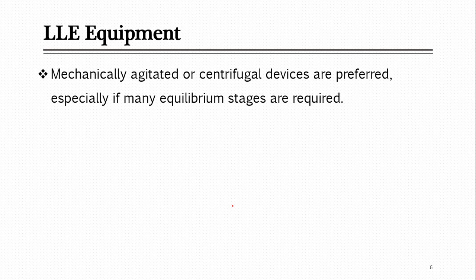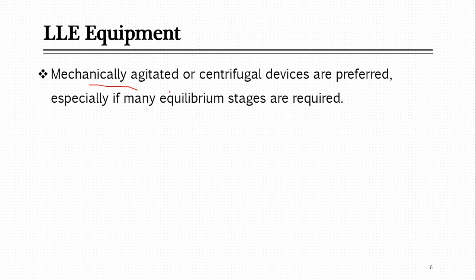Further, if we look at this equipment, mechanically agitated or centrifugal devices are preferred, especially if many equilibrium stages are required. For example, if your separation is difficult and requires many stages, then usually in such devices you use mechanical agitation. Mechanical agitation means you will apply some rotor, some motor with blades, and that will cause agitation in the system for better contact of the two liquids, one being the feed and the other your solvent.